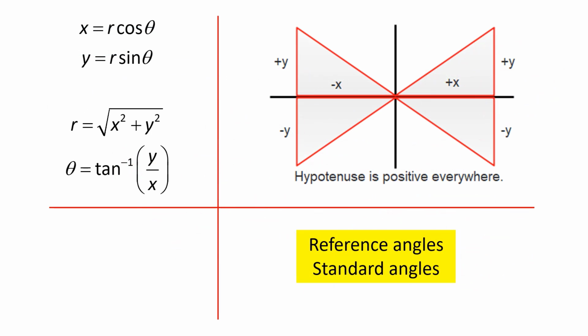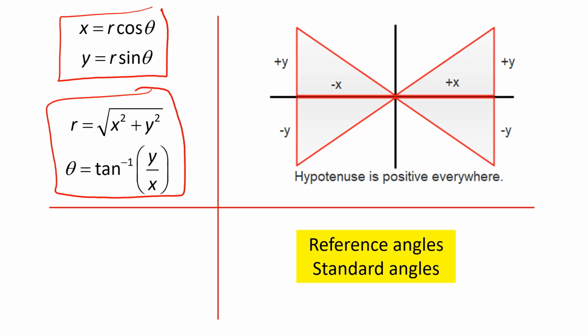So just to recap, basically what we're doing is converting between polar and Cartesian coordinates. And we have to be aware of the difference between reference angles and standard angles when we're doing that. I'm hoping that you find these videos instructive.